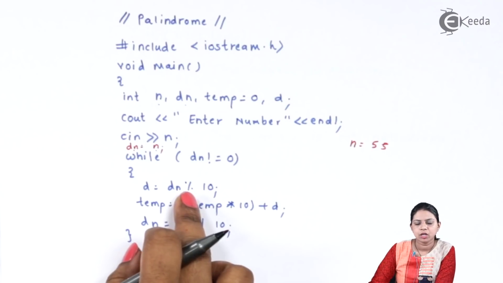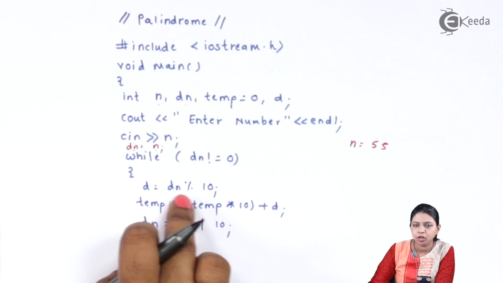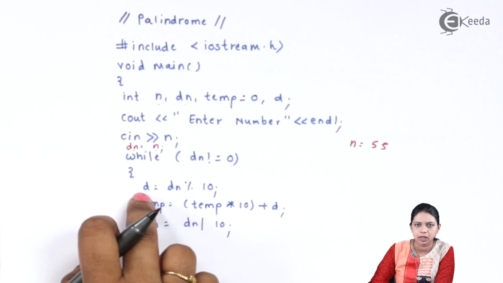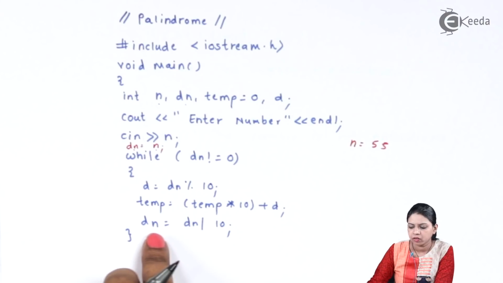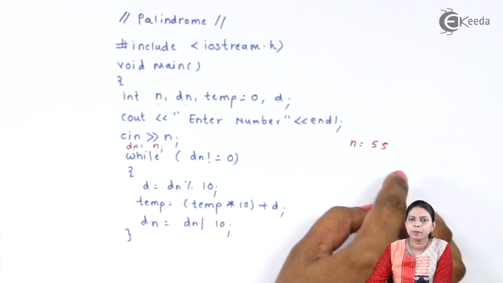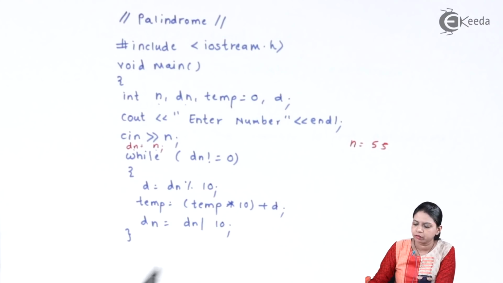But when you are dividing your number by 10, first you are collecting the remainder of the number inside the variable d, and then you are collecting the quotient of the number inside the variable dn. So how to do exactly? I took my number as 55. Now I will divide my number by 10.